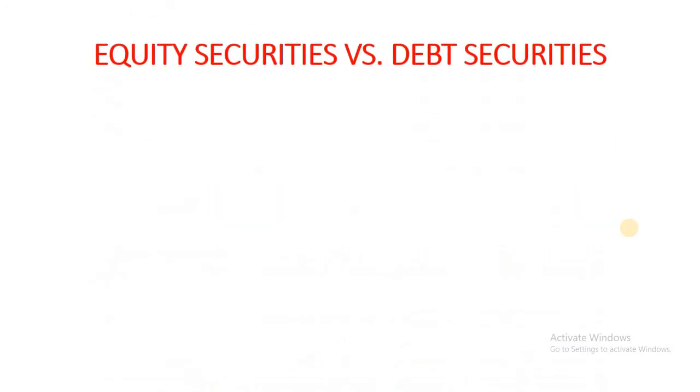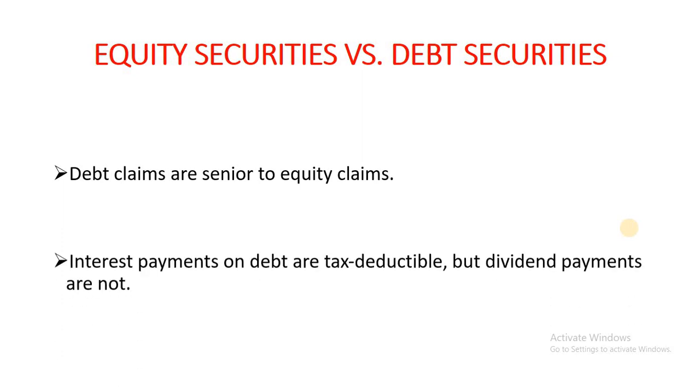Let's look at the differences between equity securities and debt securities. First of all, debt claims are senior to equity claims. For example, in case of liquidation, corporations are bound to pay their debt holders first. Once the debt holders are paid, the corporation can pay the residual assets or earnings to the common stockholders.